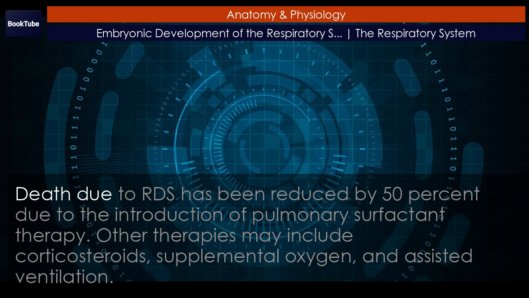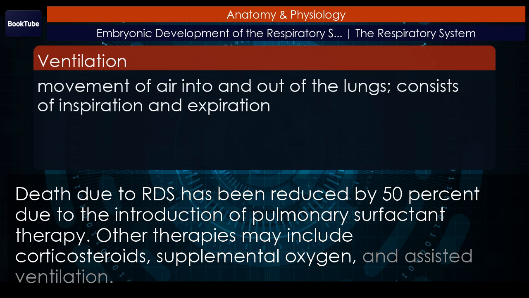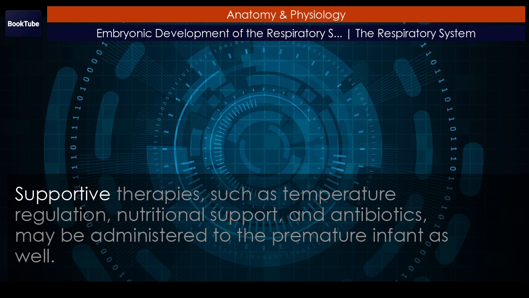Death due to RDS has been reduced by 50% due to the introduction of pulmonary surfactant therapy. Other therapies may include corticosteroids, supplemental oxygen, and assisted ventilation. Supportive therapies, such as temperature regulation, nutritional support, and antibiotics, may be administered to the premature infant as well.